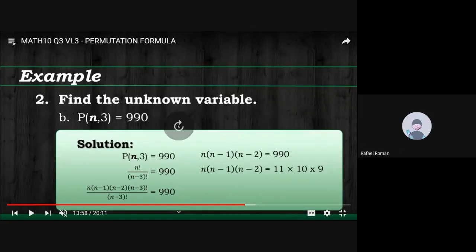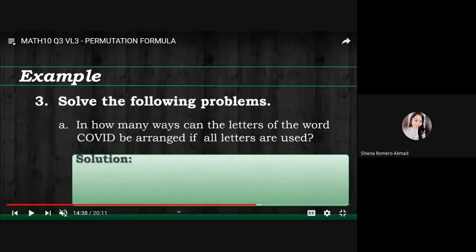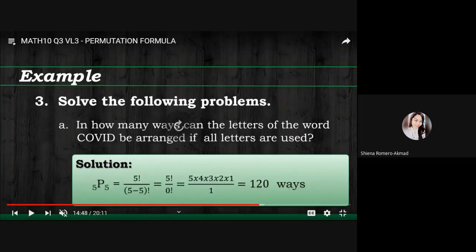Yay. Now, ito may pinasagutan pala na problem. COVID. Yung word na COVID, gagamitin natin lahat ng letters, mag-arrange tayo. So if that is how many letters? 1, 2, 3, 4, 5. And we will use all the letters. So that's permutation of 5, taken 5 at a time. So 5 factorial divided by 0 factorial, that gives us 120. Dali na lang to, alam niyo na to.